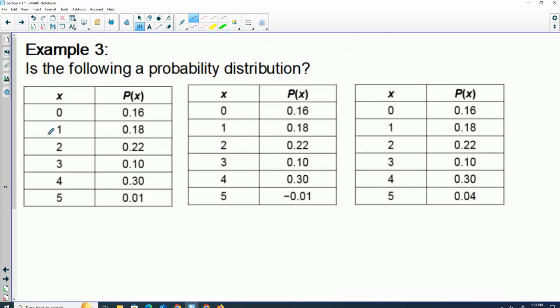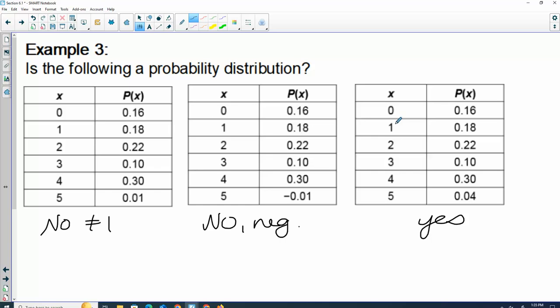So take a second, look at each of these and decide yes or no. Would it be a probability distribution? All right, is the first one a probability distribution? No. Why? They don't add up to 1. Okay. What about the second one? No. Why? Negative probability. Okay. What about the third one? Yes. All right. Is that okay with everyone?